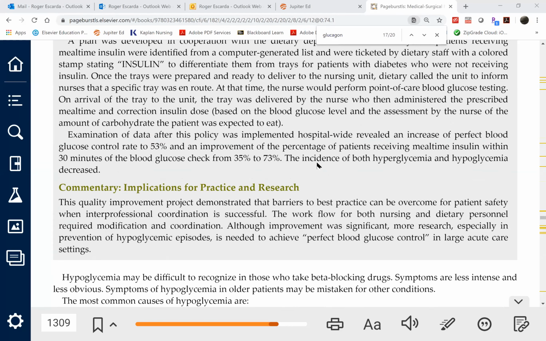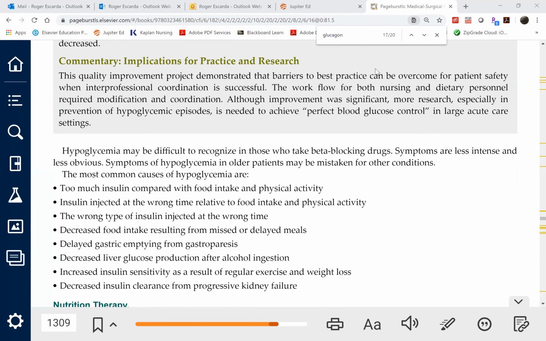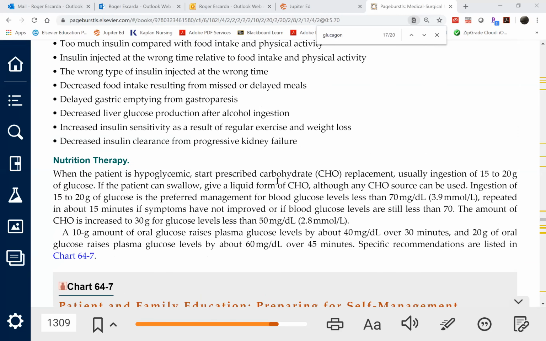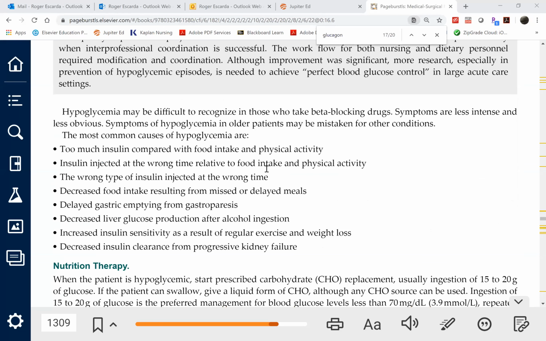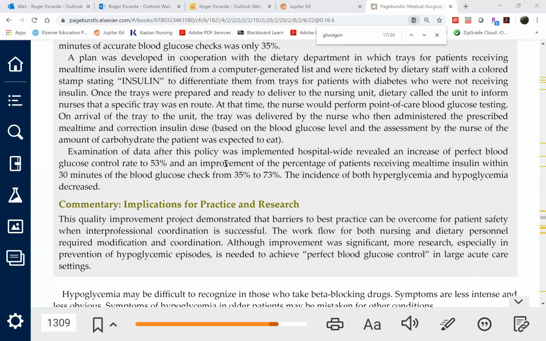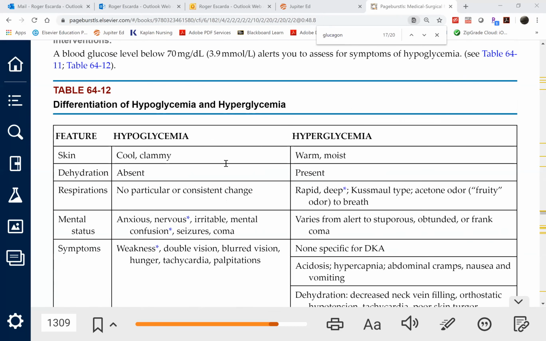Okay, let's begin now. This part will be a review because you did hypoglycemia, so I'll just go through this one quick.